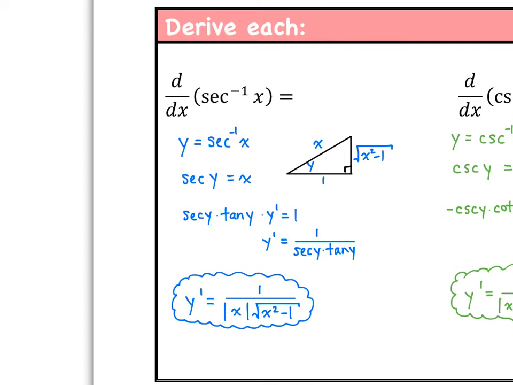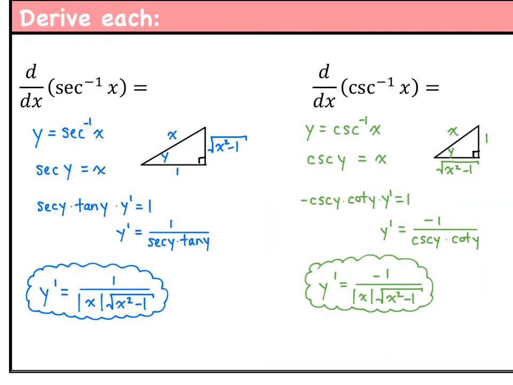So I want you to use this concept to now try and derive the arc cosecant of x. So pause the video and give it a try. Okay, so if you let y equal the arc cosecant of x, then cosecant of y equals x, and you are able to fill out your right triangle with y being the angle, 1 the opposite side, x the hypotenuse. Pythagorean theorem gives this leg here.